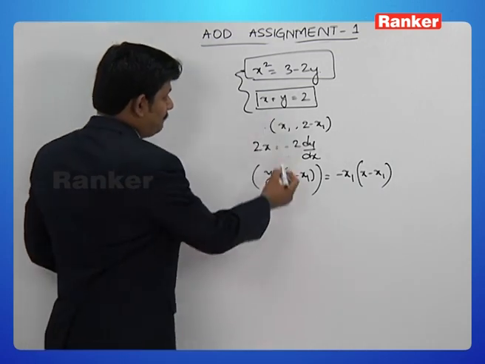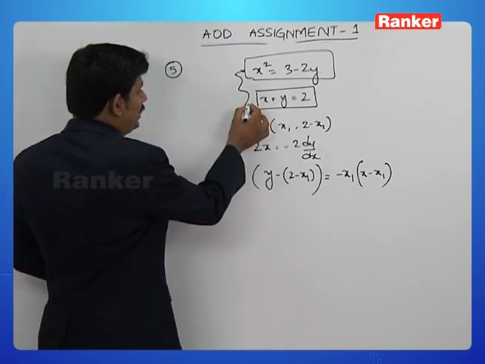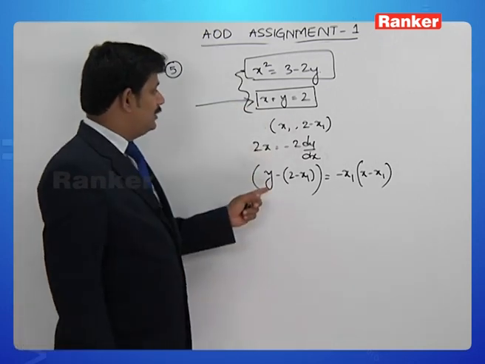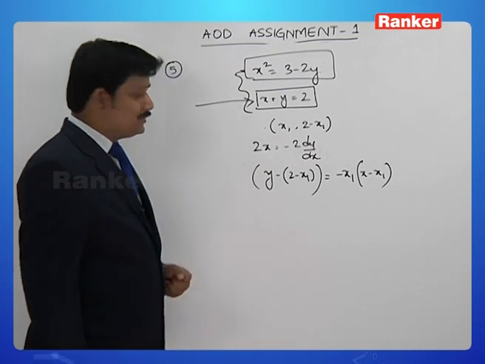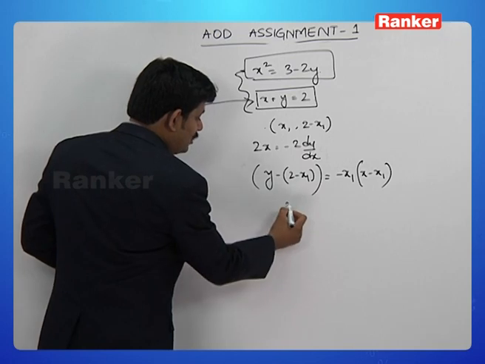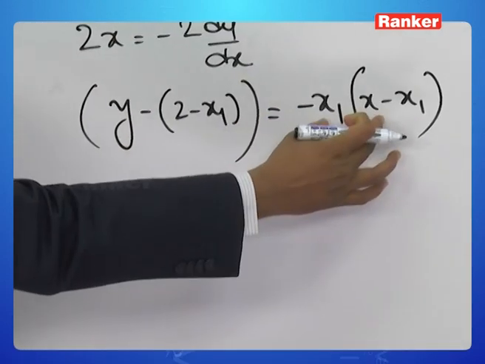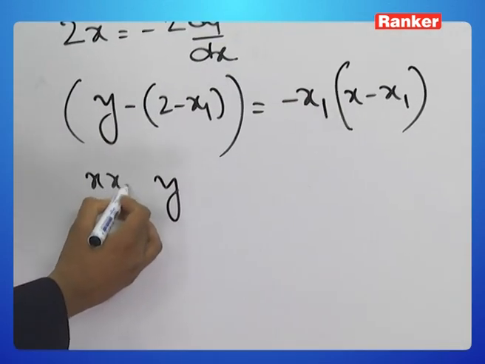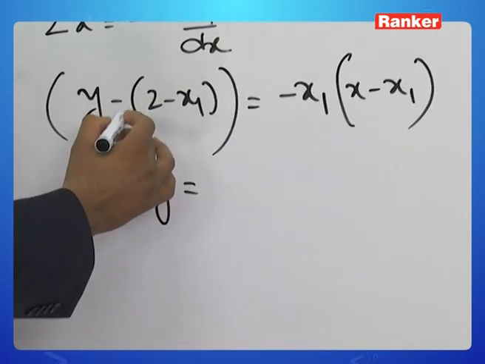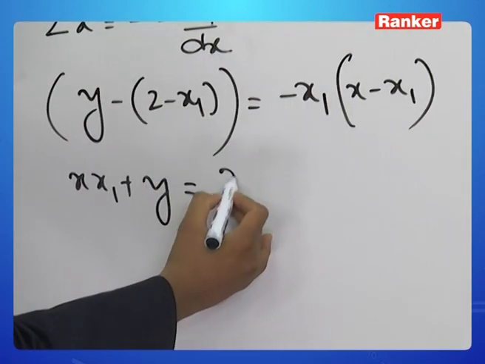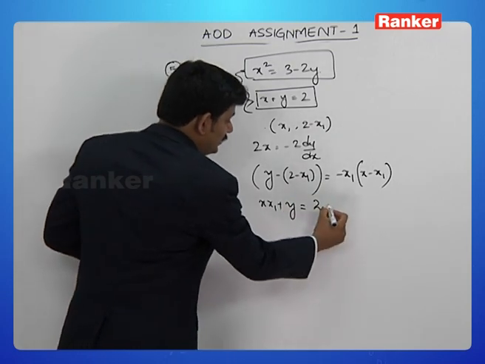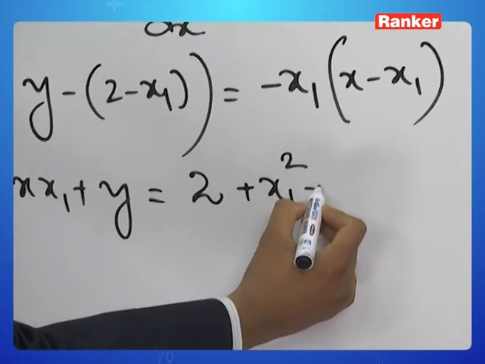Now, let us see what this equation will come out to, and it is given that this equation is x plus y is equal to 2. So, we have to find the value of x1 such that this equation comes out to x plus y is equal to 2. Let us simplify this equation. The y term is y plus x1 is equal to, we have minus 2, take it to the other side, it becomes plus 2. We have plus x1 here and x1 square there.